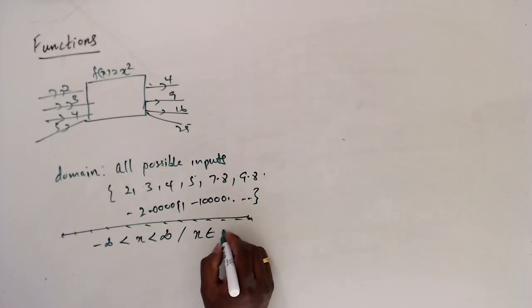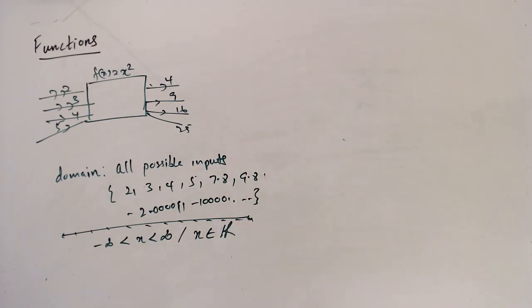X is an element of R, or x is a member of real numbers. Now we wrote the domain. The domain is this one, minus infinity to plus infinity, or x.